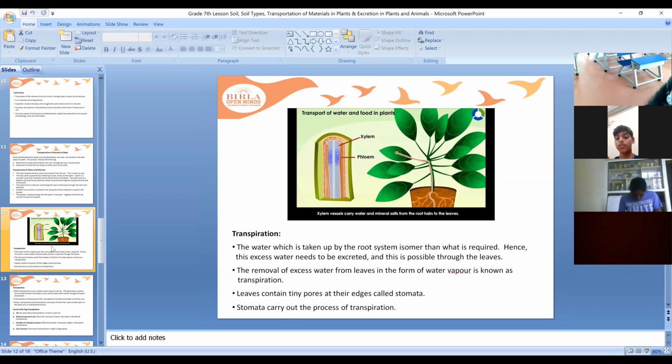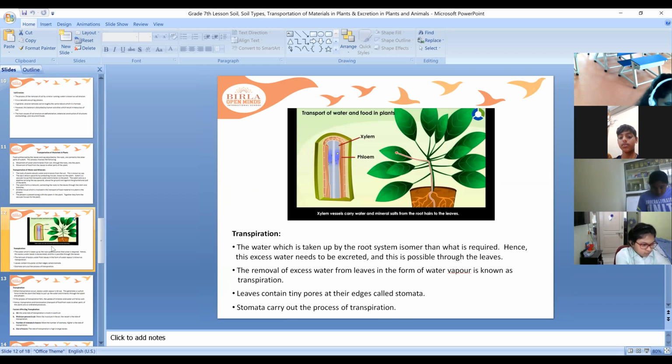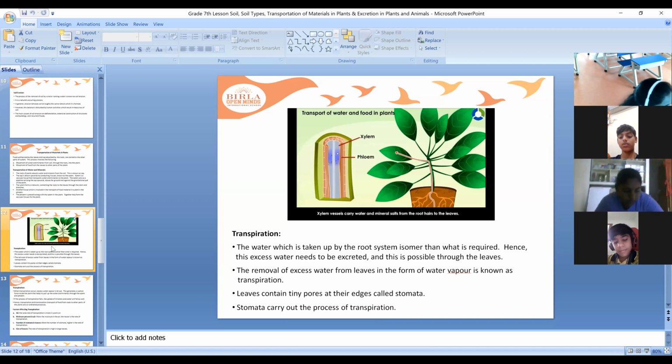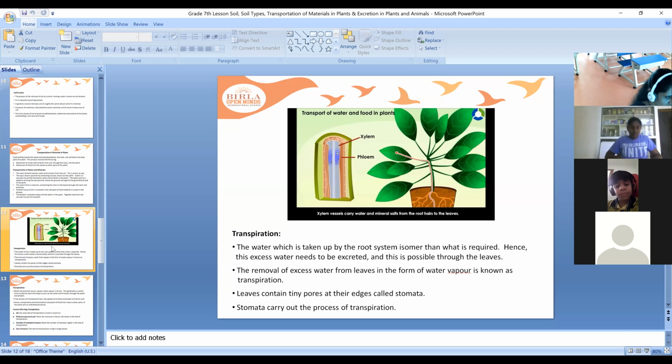The removal of excess water from the leaves in the form of water droplets or in the form of water vapor is known as transpiration. So the water which is in excess will be removed from the leaves in the form of water vapor or in the form of water droplets.